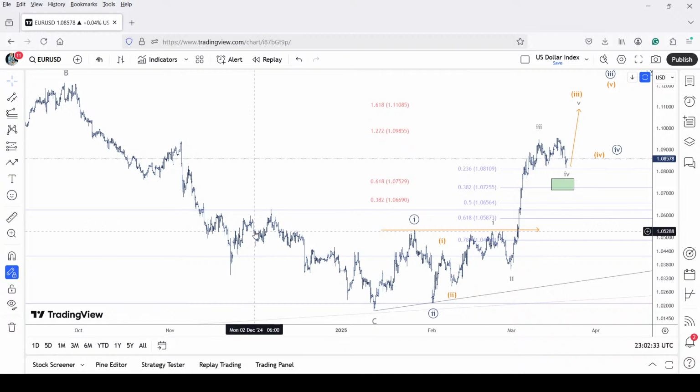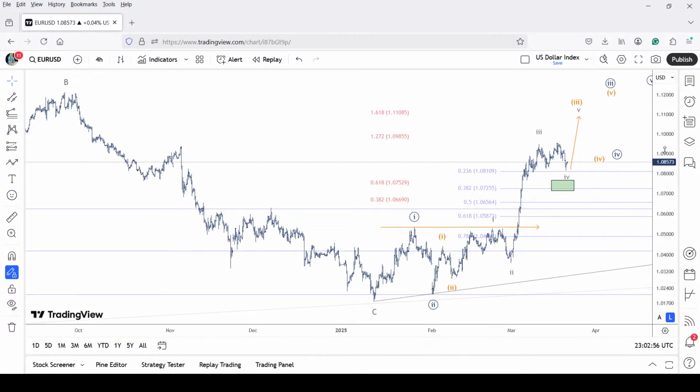After a long time, I think we waited for quite a few calendar days, right from the 11th of March until the 20th of March. But finally, this expanded flat structure looks now complete as subminute wave 4, and the euro bulls should be back in action.